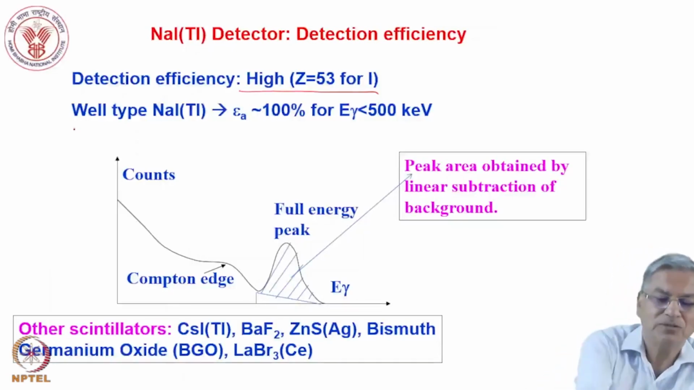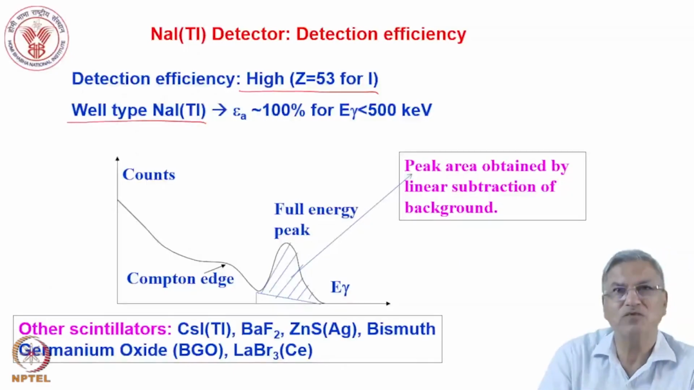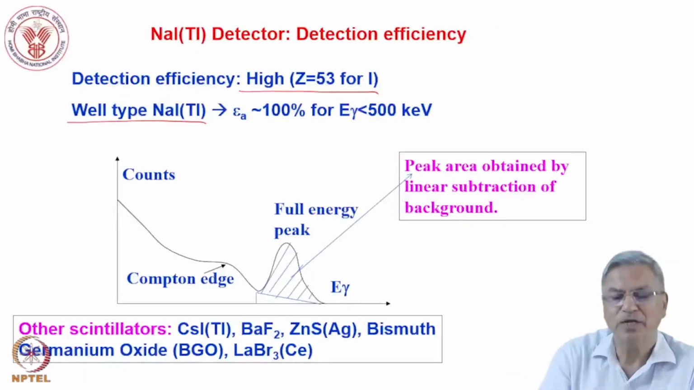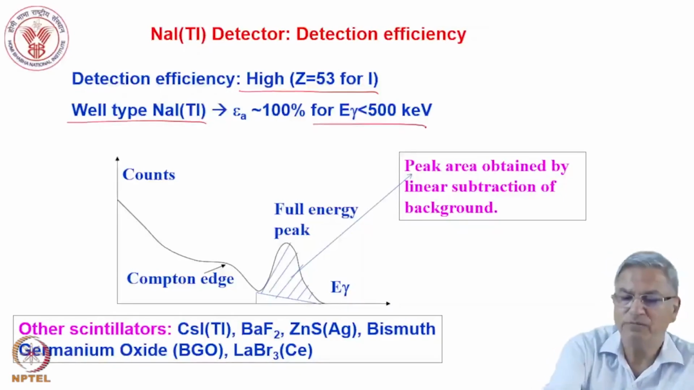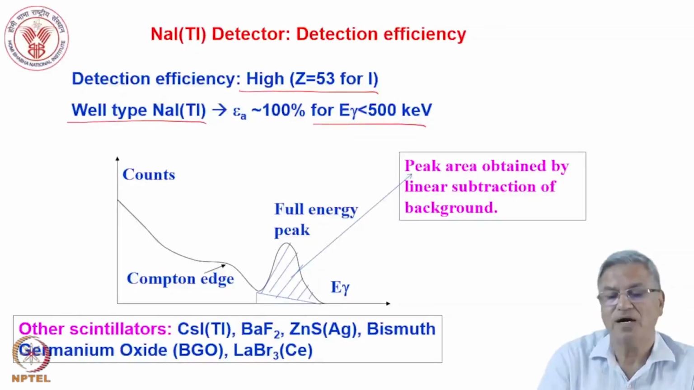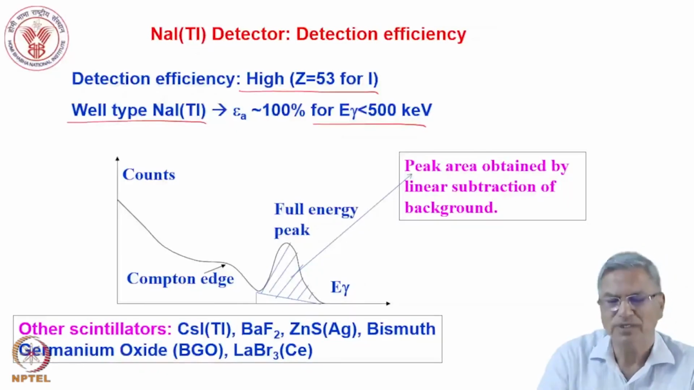So typically, sodium iodide detectors are in fact available also in well type. Just now I explained what is the well type sodium iodide. And if you put the sample in the well, then you get almost 100% efficiency, because the geometric efficiency is 100%. So for gamma ray energy less than 500 keV, the efficiencies are of the order of 100%. So for example, you have a 100 keV, 200 keV gamma ray emitting source, the efficiency is close to 100%.